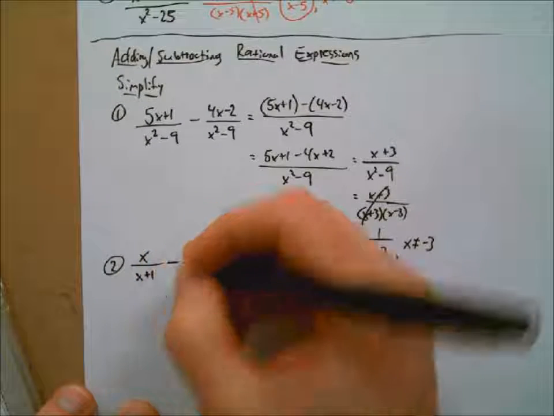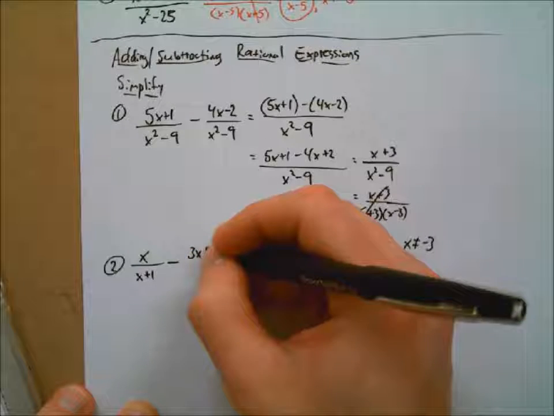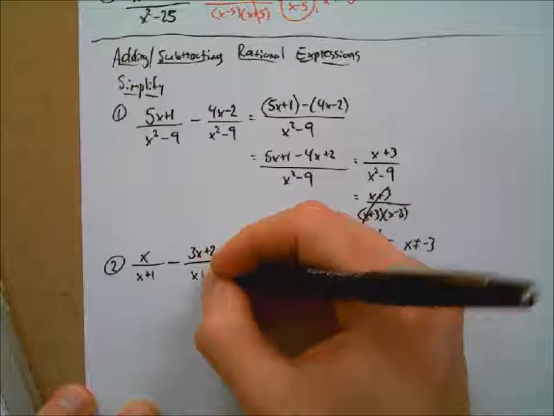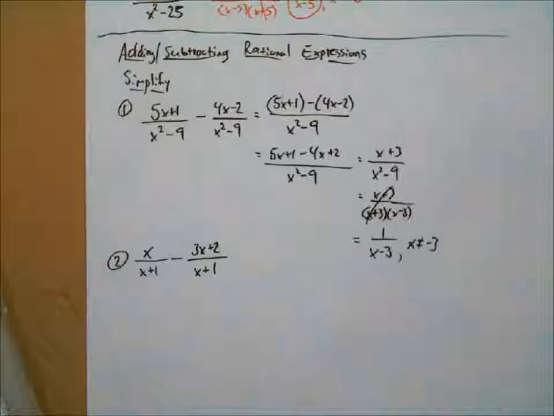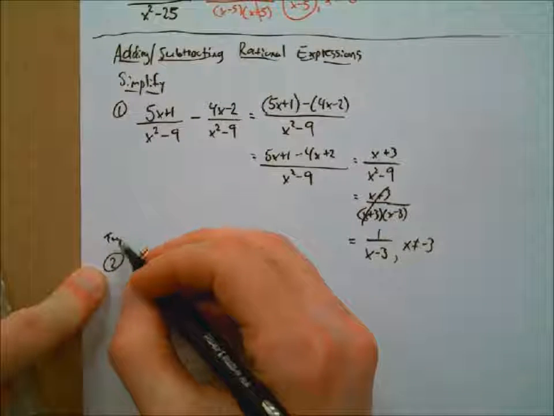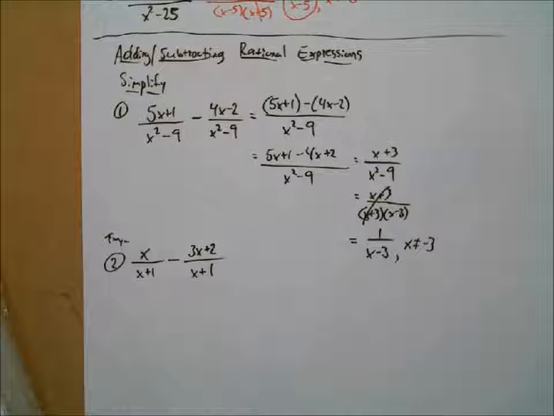x over x plus 1 minus 3x plus 2 over x plus 1. Okay, so you guys go ahead and try this one here, number 2. Okay, try that one. Okay, so give that one a try. Again, that was nice. I gave you a common denominator already.